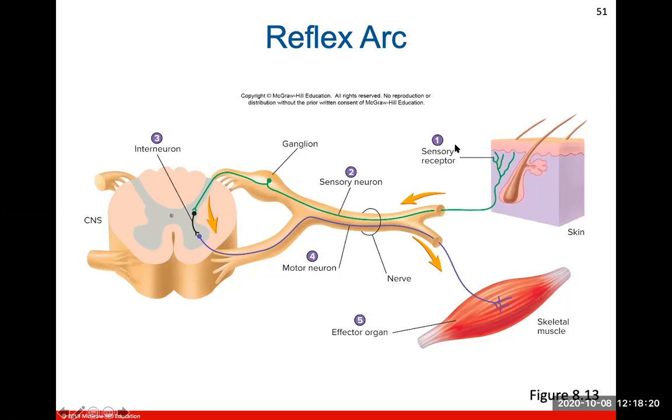So these are the 5 parts of a reflex arc: the sensory receptor, the sensory neuron, the interneuron sometimes exists as the communicator between the two, and then the motor neuron performing its response on the effector organ.